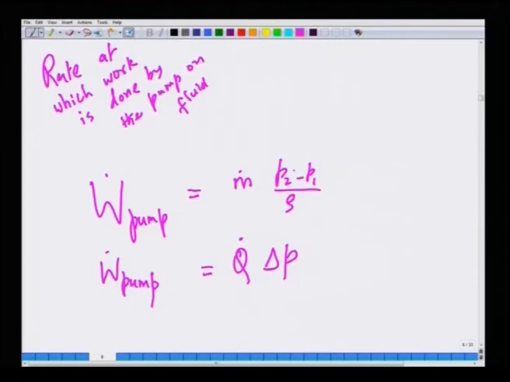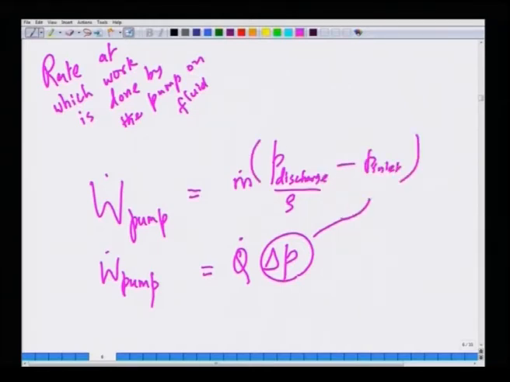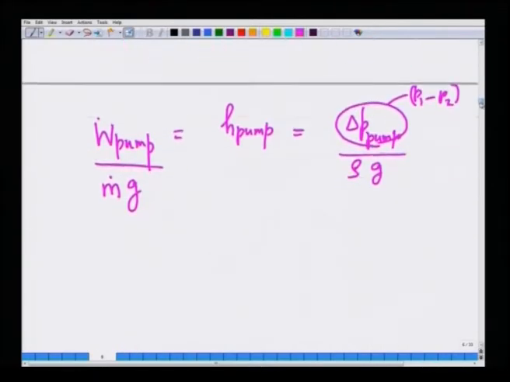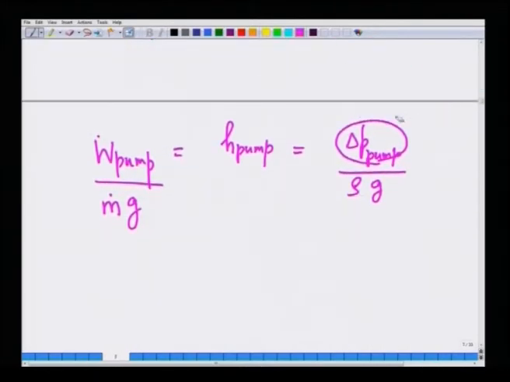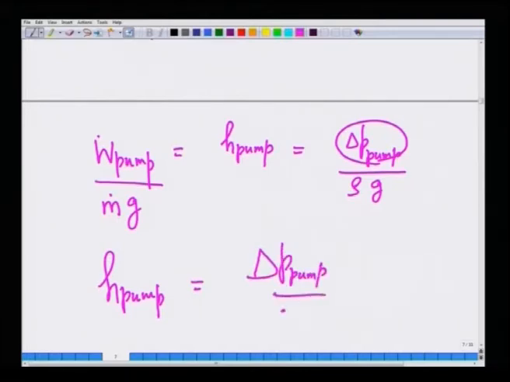So, delta P in a pump is defined as, instead of calling it P2 minus P1, let us call it P discharge minus P inlet, and this is delta P. It is a positive quantity, the discharge pressure is greater than the inlet pressure. Okay. So, H pump, which is what we require in our calculations, is nothing but delta P pump by rho G.